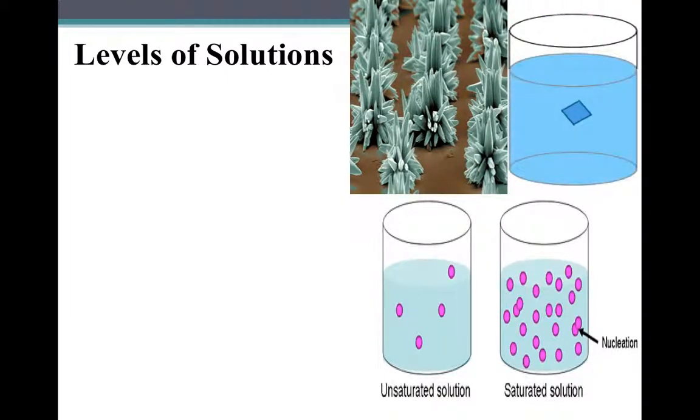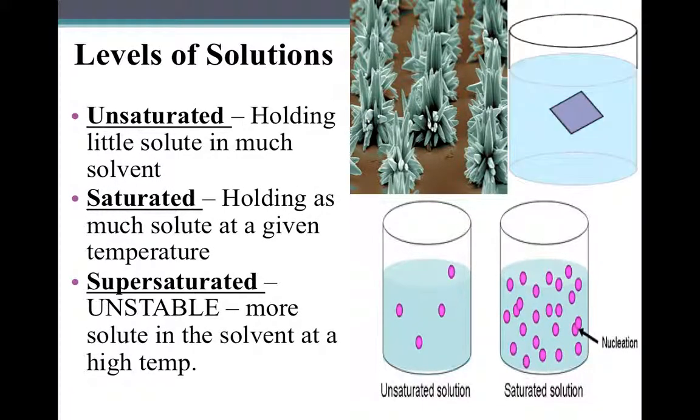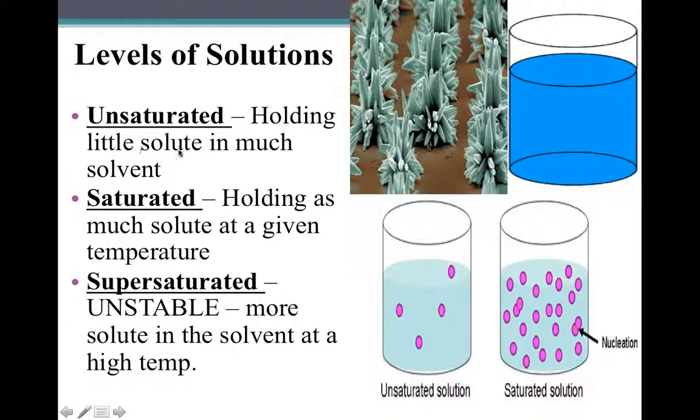Now, there are different levels of solubility of your solutions, and one of them is called unsaturated. That's like going to Bojangles, getting your unsweet iced tea. You drink it, and you're like, oh, this is just not sweet enough for me. So I'm going to add just a little bit of sugar in there just to give me a little bit of flavor. Unsaturated means I have very little solute in a lot of solvent, meaning a lot of water. If you look at the diagram here, it shows just a few particles of sugar in that big tall glass of water.